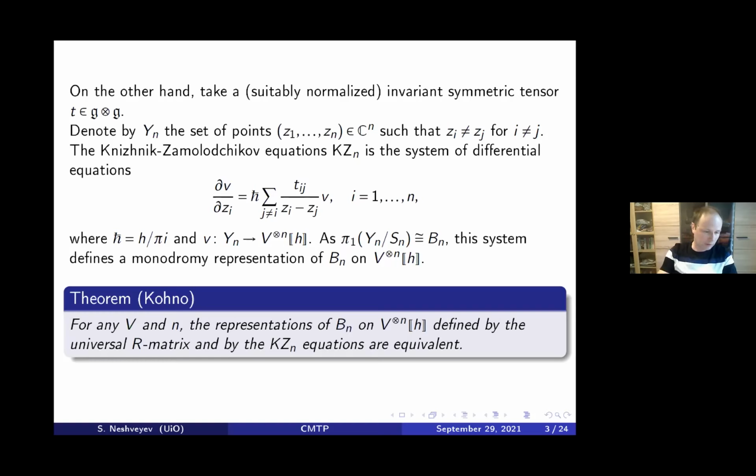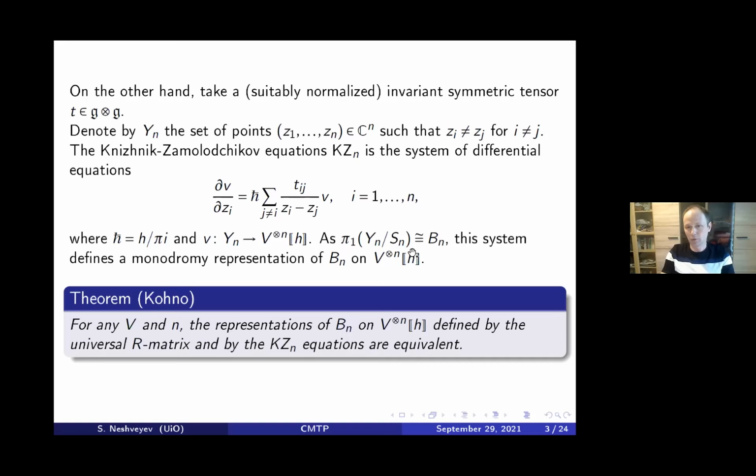But then when you start prolonging these solutions along different curves, the result can depend on the curve, not just on the first point and the end point. So in other words, you get a representation of the fundamental group of Y_n. But in fact, because everything is symmetric, we can divide Y_n by the symmetric group. And the fundamental group of this space is exactly the braid group. And so as a result, we get a monodromy representation of the braid group on the same space.